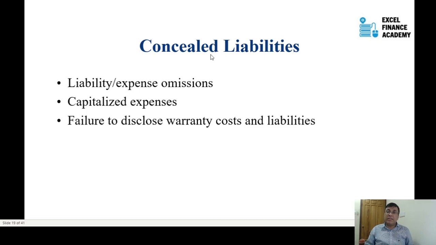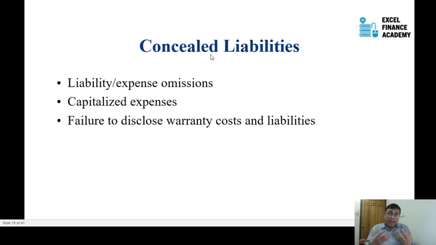Another method is to capitalize the expense. Certain research and development expenses can be capitalized. Certain other expenses can be classified as pre-opening expenses. Certain repair and maintenance expenses can be classified as fixed assets, which are going to be amortized over a different period of time. Sometimes you may also fail to disclose the warranty cost or other liabilities. Maybe you are selling a machinery which comes with a 12-month warranty service.